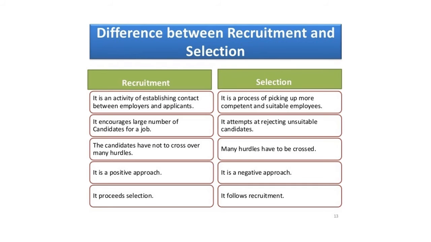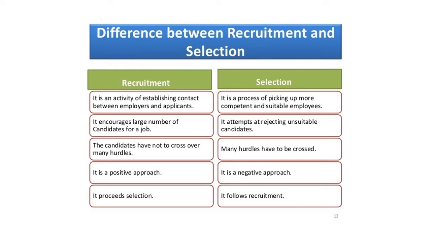Now the last topic for today, that is the difference between recruitment and selection. So what is recruitment? Recruitment is a process of searching for candidates for filling vacant posts. That means some places are vacant and we are searching for candidates who can occupy those posts. Now selection is a process of choosing the right candidate for offering a job, that means we are searching for someone who is suitable for the job.